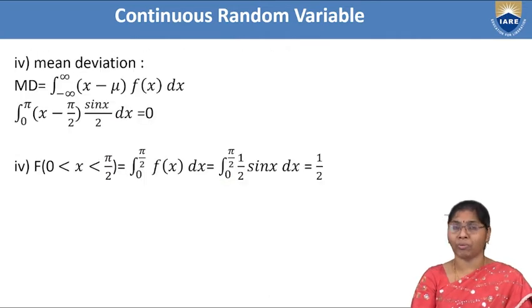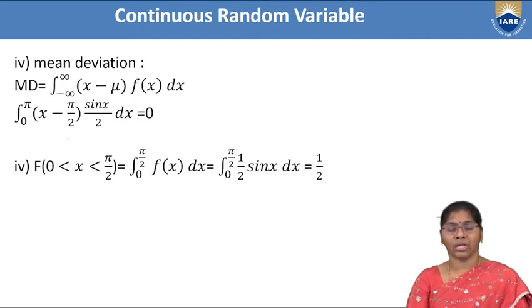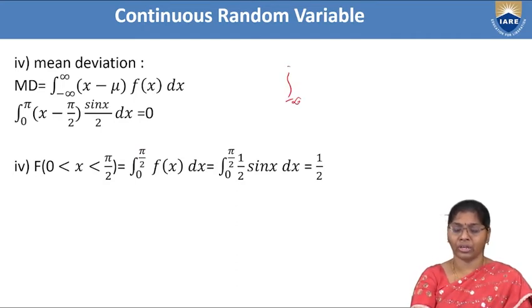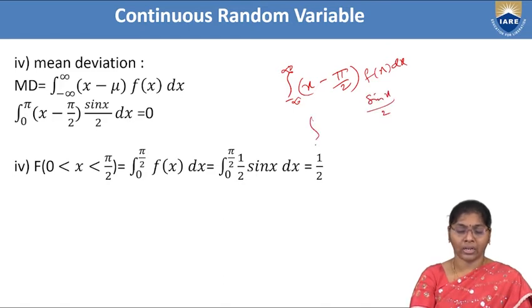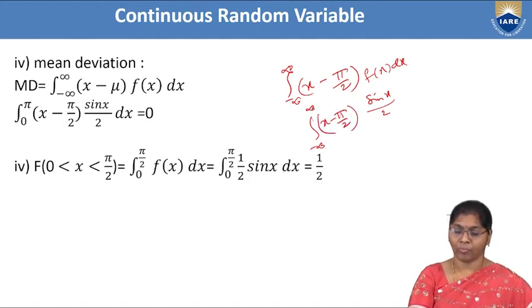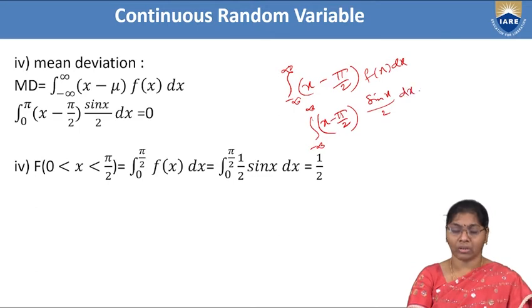I am substituting pi by 2, that is, mu equal to pi by 2, in the given mean deviation formula: integral from minus infinity to infinity of |x minus mu| f of x dx, which is integral minus infinity to infinity |x minus pi by 2| f of x dx. Here f of x means sin x by 2, so it becomes integral minus infinity to infinity |x minus pi by 2| sin x by 2 dx.